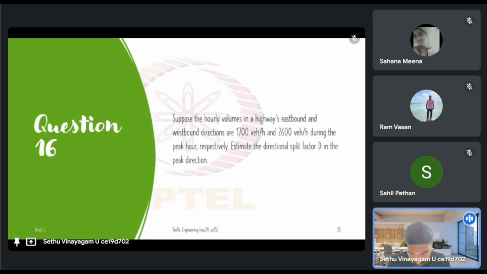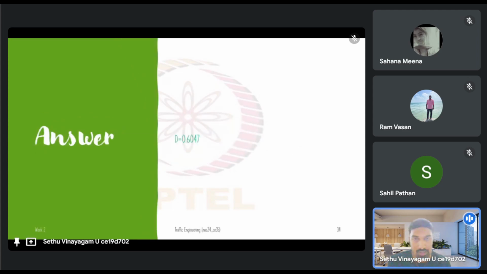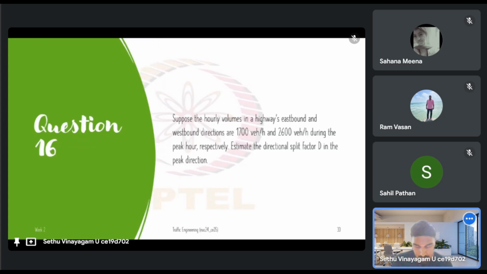So the right answer is the directional split is 0.6. The directional split factor is 0.6047. Okay, but how do we calculate that? Right. So where do we use this directional split factor?